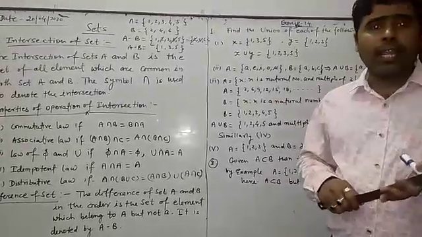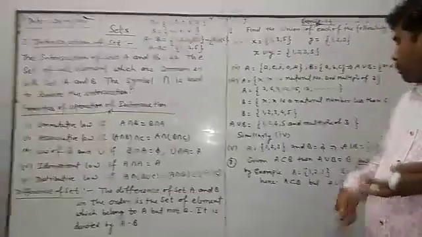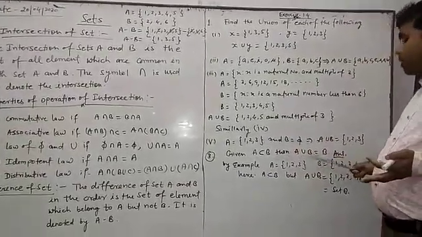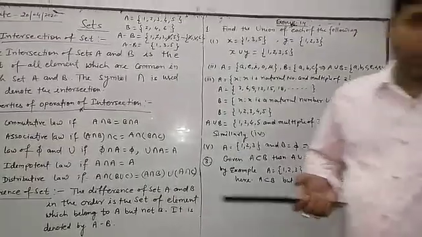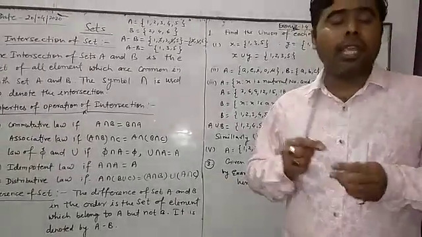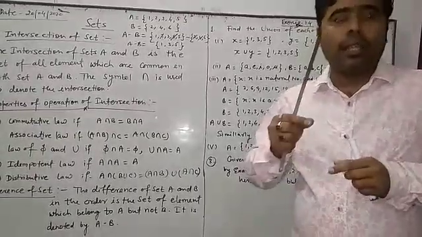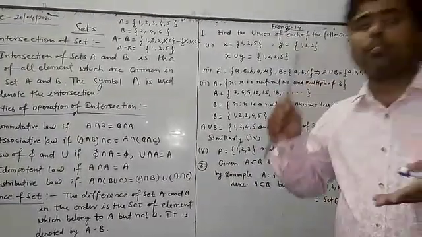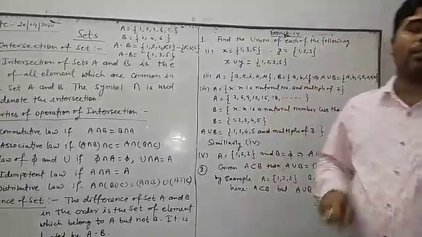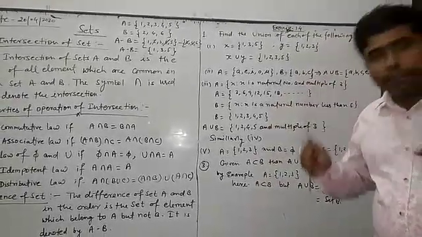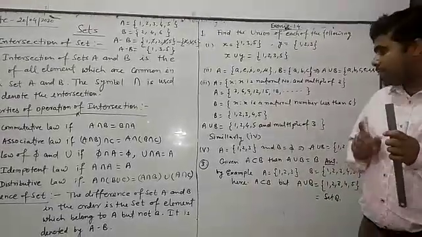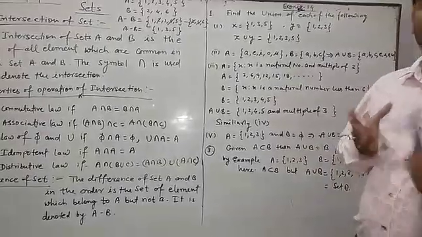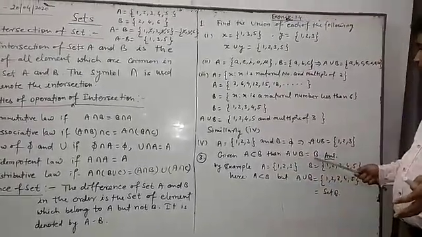Two sets A and B are given, and A is a subset of B. Then A union B is equal to what? It means two sets A and B are given and the condition is that A is a subset of B. A is a subset of B means all the elements of set A are present in set B. Now what will be the value of A union B? The value of A union B is equal to B.